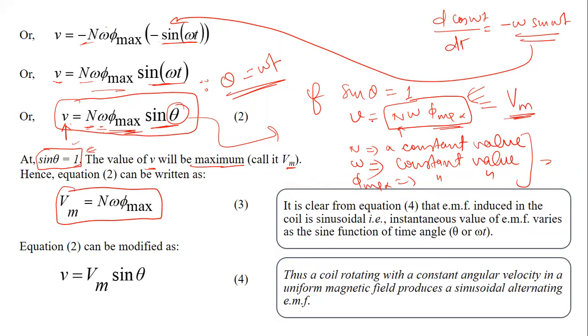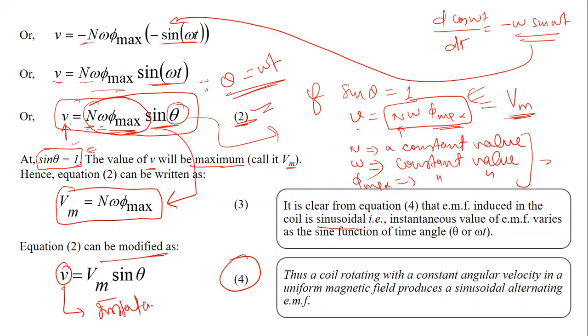This is what I was clearing here. Now we can replace this part of equation 2 with this one. So equation number 2 can be modified as V is equal to Vm sine theta. From this equation number 4, or from equation number 2, it is clear that the EMF induced in the coil is of sinusoidal nature, and this small v is termed the instantaneous value of voltage or EMF induced in the conductors. This instantaneous value varies sinusoidally with respect to time.